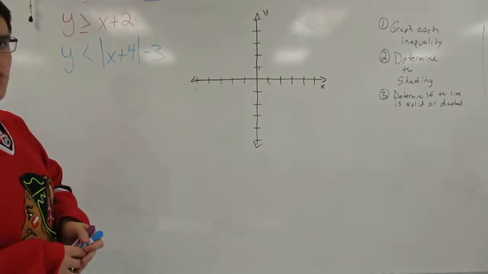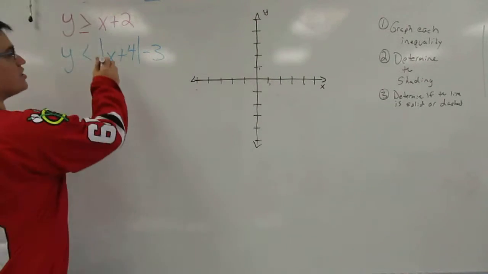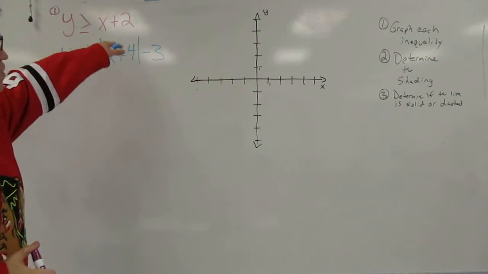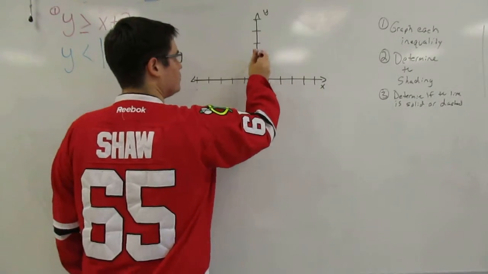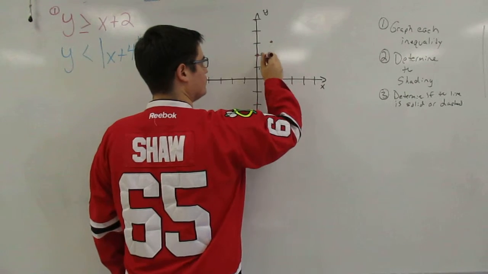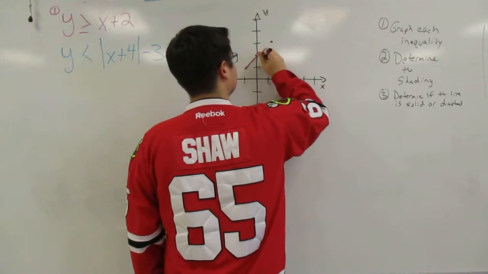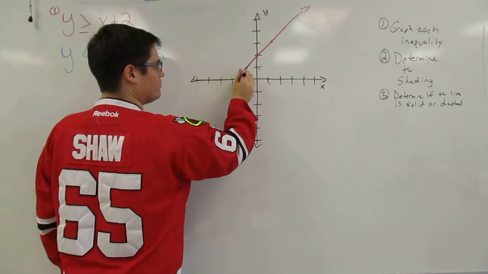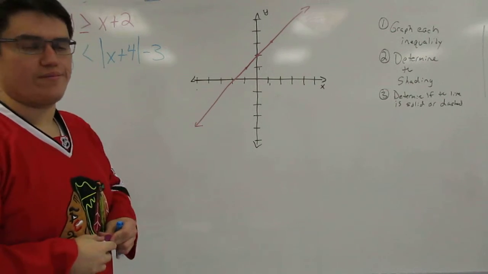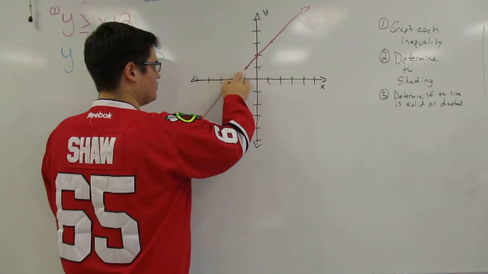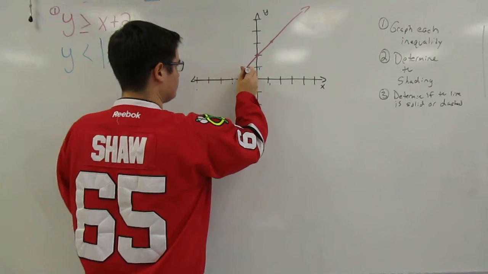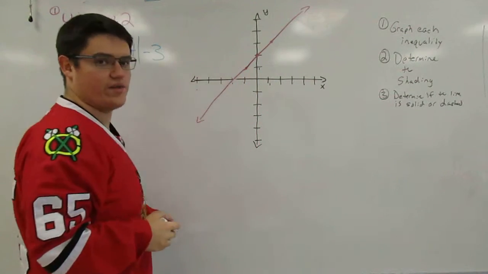Okay, so first let's graph each inequality. I'm going to call this number 1. Okay, I see that this is a linear function with a y-intercept of 2, and then the slope is 1. So I'm going to go up 1 over 1. You can keep following that to get a more accurate graph. Okay, something like that. Just kind of go through that. Yeah. Okay, there we go.